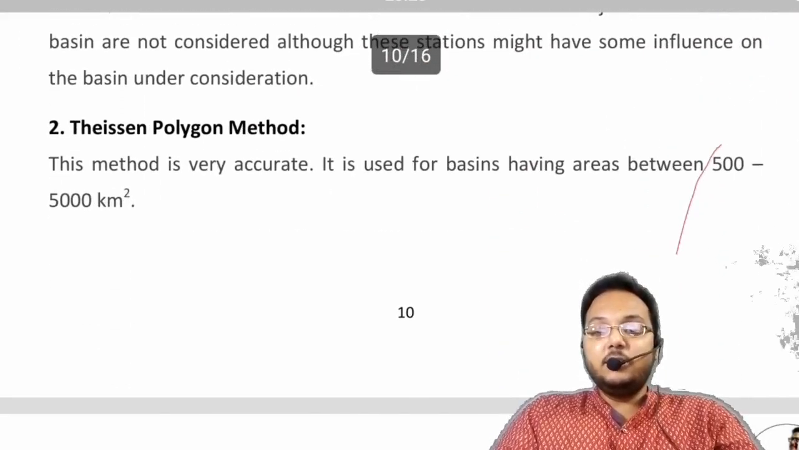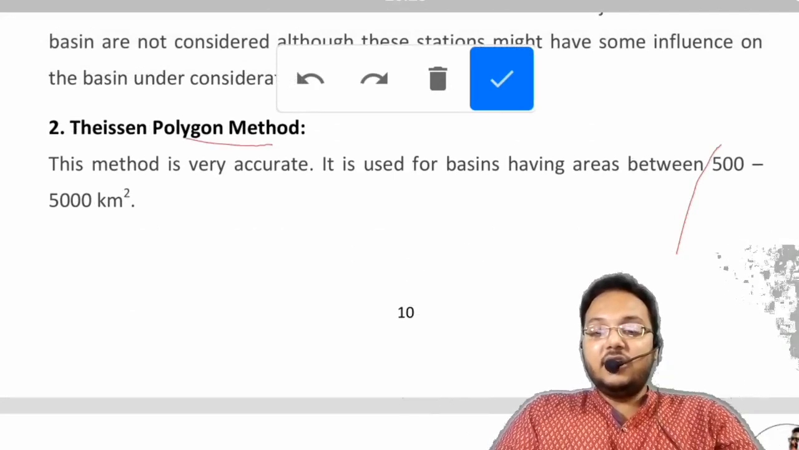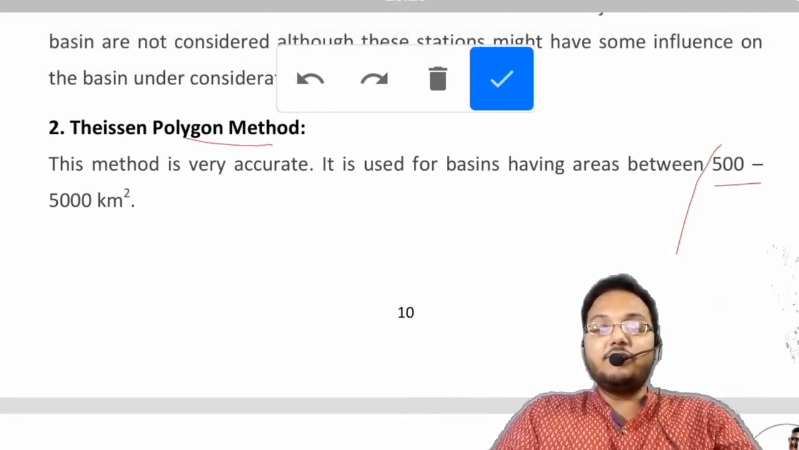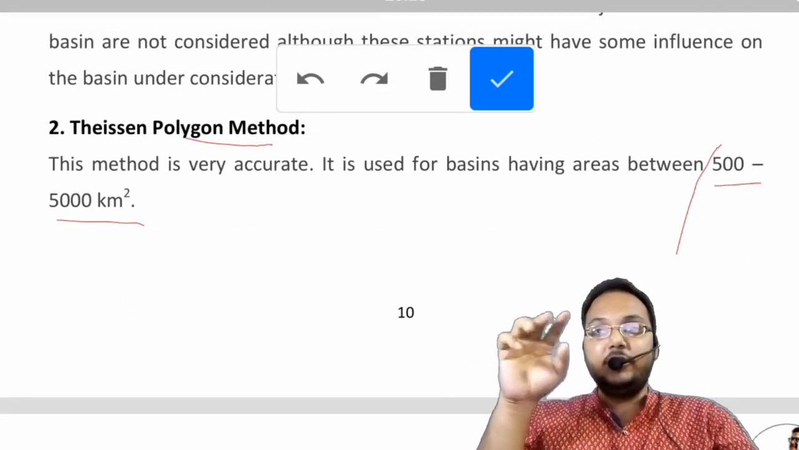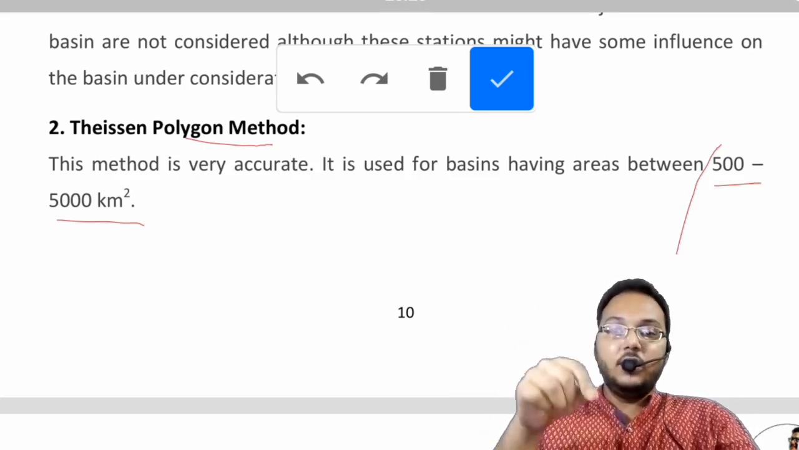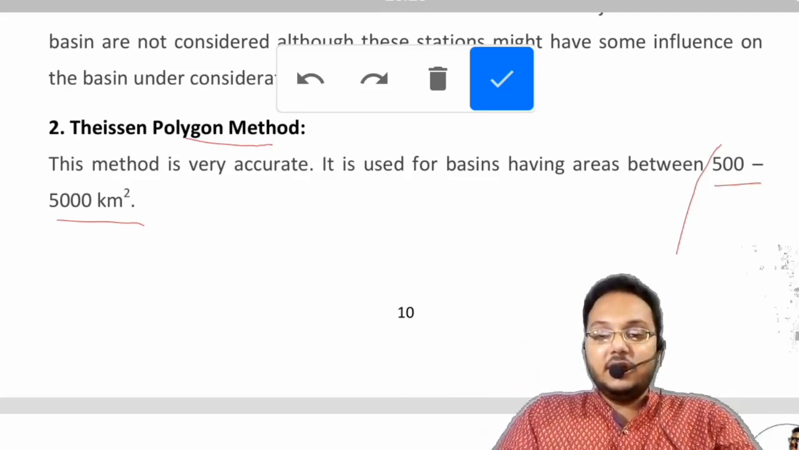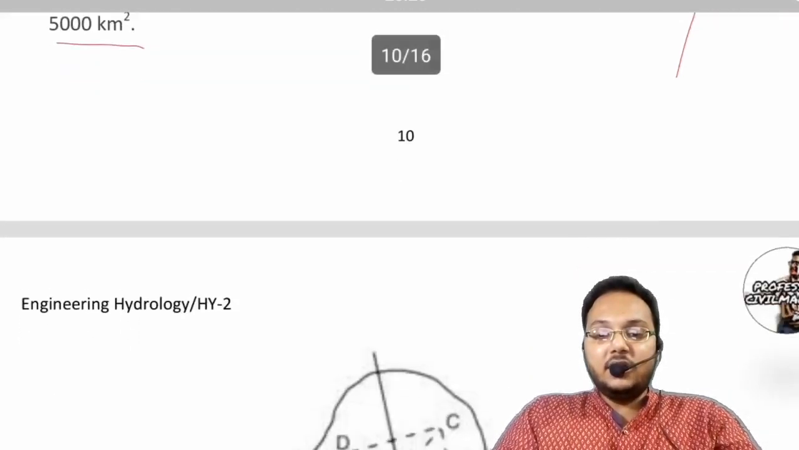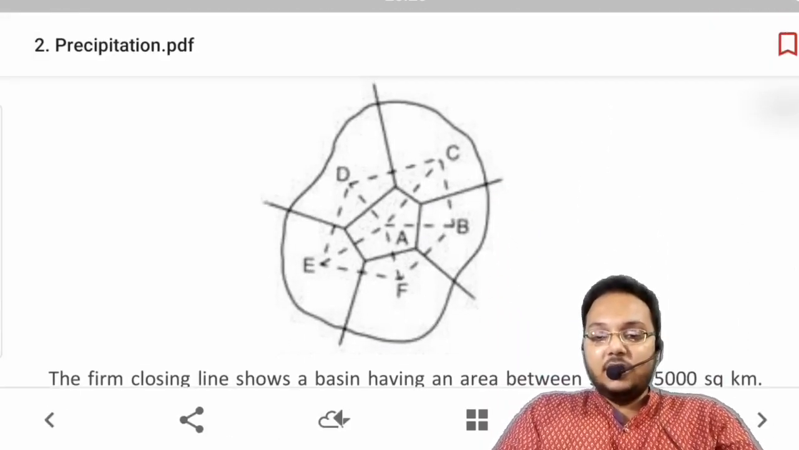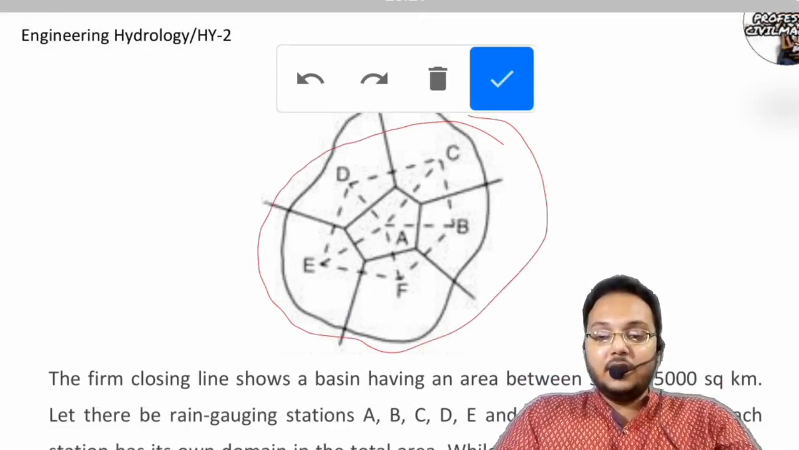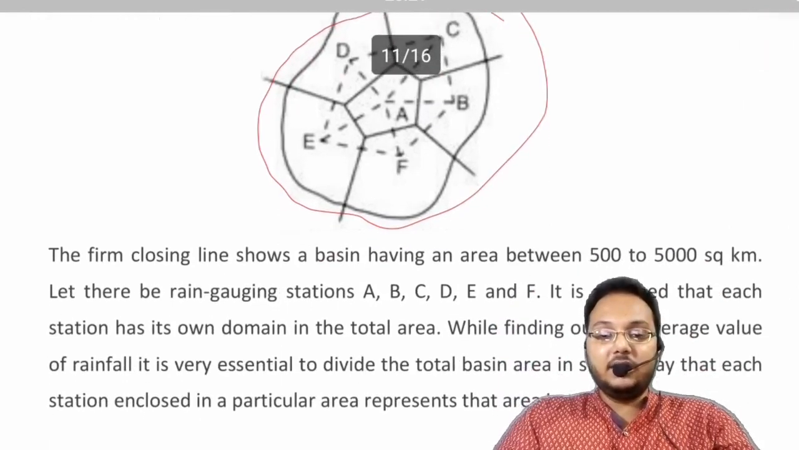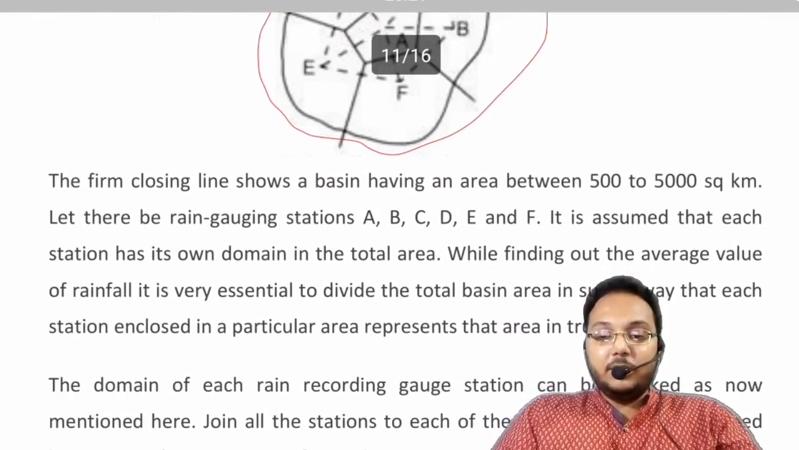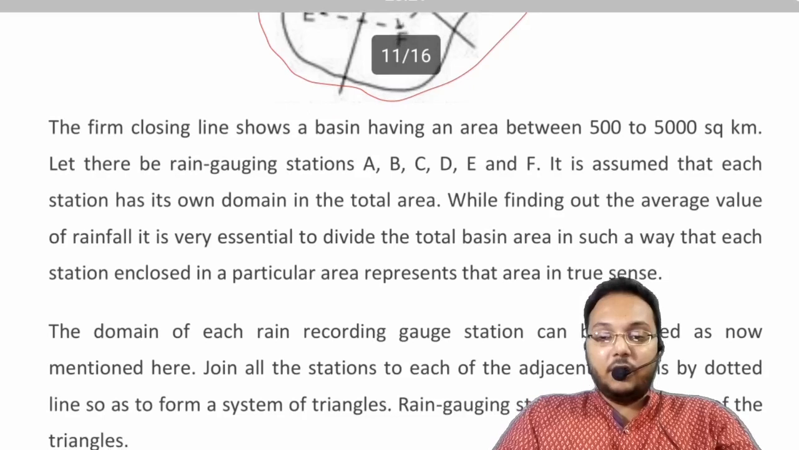Next we move on to the Thiessen polygon method, and these are used for areas between 500 and 5000 km square. So the catchments which fall in this range between 500 and 5000 km square, we are going to use the Thiessen polygon method. And in the Thiessen polygon method, suppose we have this catchment just shown in the diagram, and I think you will be confused by seeing all those lines, so it's not a big matter. So just let's read about the method so that we get the idea of how to do it.